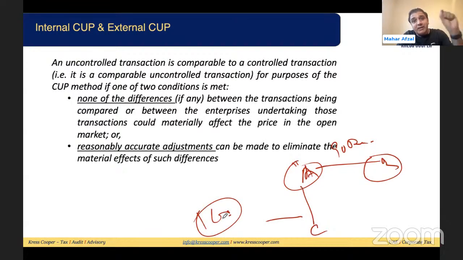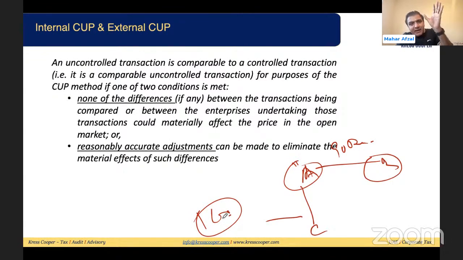So I use the words under similar circumstances. If everything is the same, the price should be the same. Again, coming back, quantity, volume, discount, income term, payment terms, nature of the goods, delivery term, A, B, C, D. If everything is the same, then whatever A is charging to B, principally the same price should be charged between A and C as well. Whatever price A is charging to C, A would have charged the same price to B as well. But if there is any difference, we need to make the adjustment. So before adjustment, if everything is the same, the price will be the same.